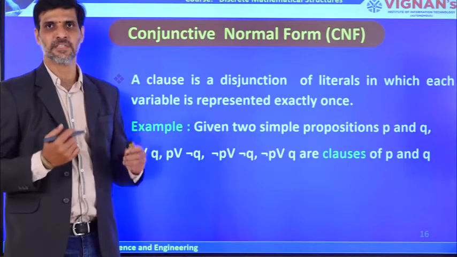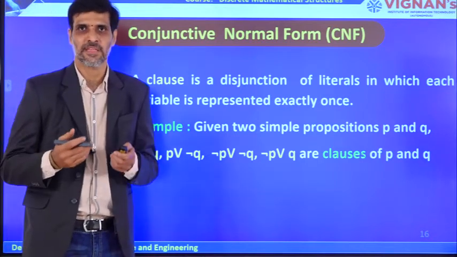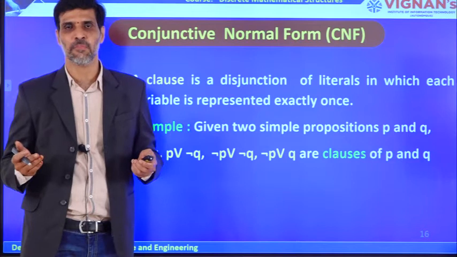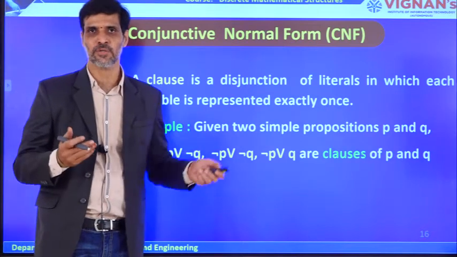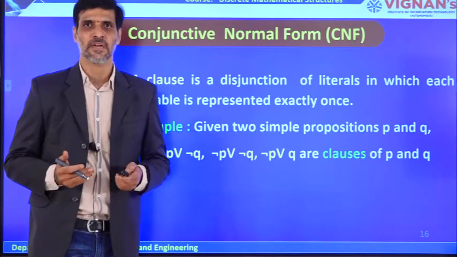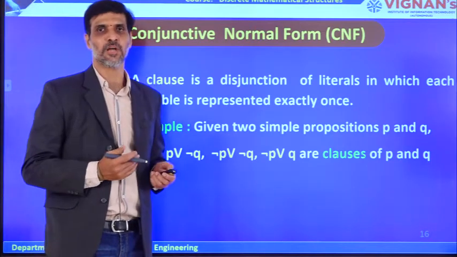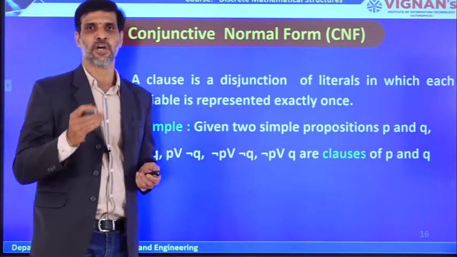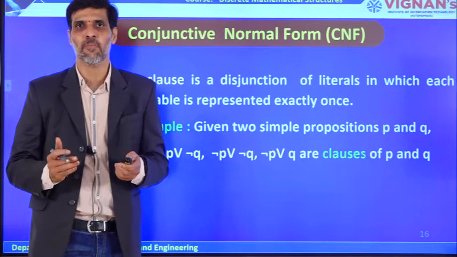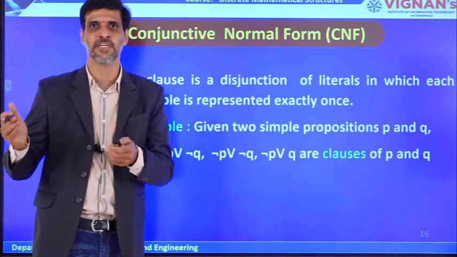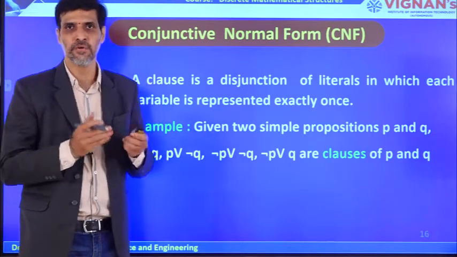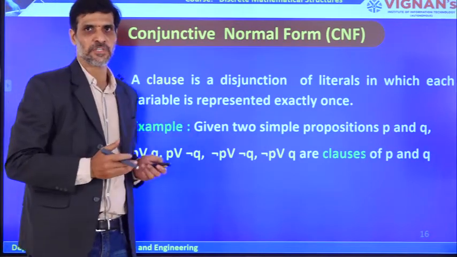In the previous lecture we discussed disjunctive normal form. There we converted the given compound proposition into disjunctive normal form using two methods: one is the truth table method, another is using logical equivalence laws. Now, coming to conjunctive normal form, this is another most important normal form in propositional logic. So how do we convert the given compound proposition into conjunctive normal form? Let us discuss the process.